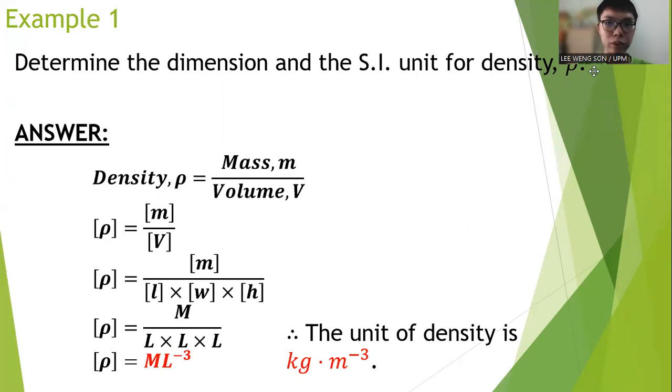Now it's time for us to review the dimensions of each of the base quantities. The [m] becomes capital M. The [L], [W], and [H] become capital L. With a little help from the properties of indices, we find that the dimensions of density turn out to be capital M times capital L to the power of -3. From here, we can determine the unit of density, that is kilograms per meter cubed.